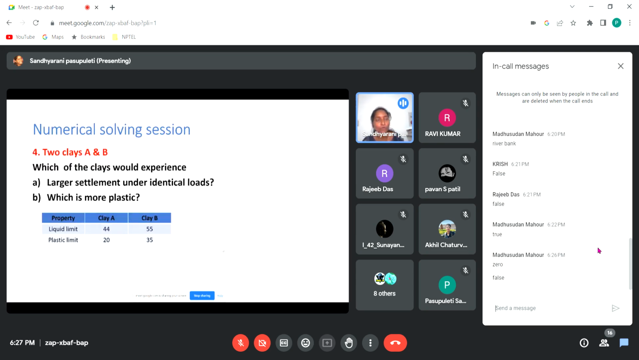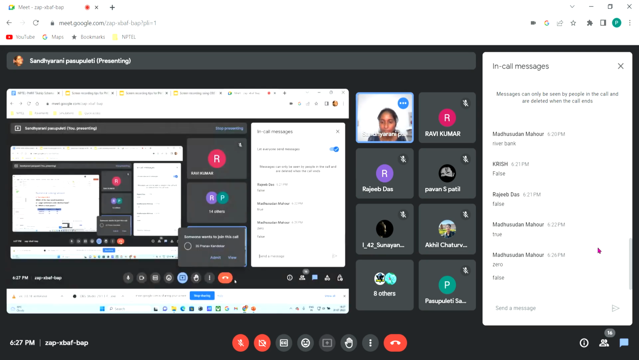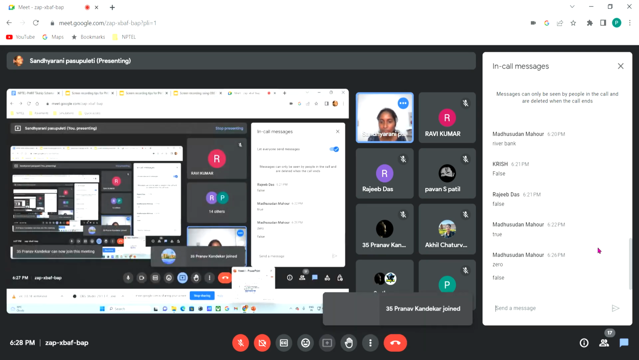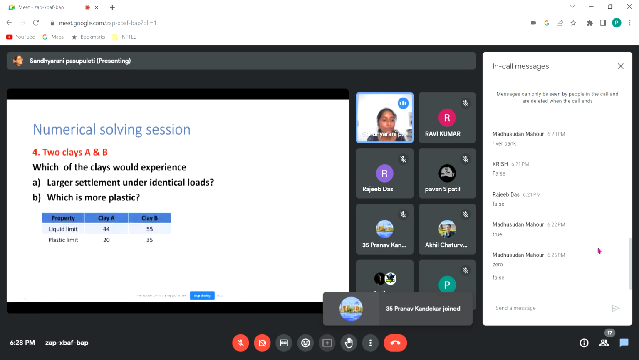Now we are going to solve a problem. I have given you two types of clay. For clay A, I have given liquid limit as 44 and plastic limit as 20. For clay B, liquid limit is 55 and plastic limit is 35. What we want to find out first is which has larger settlement under identical loads.